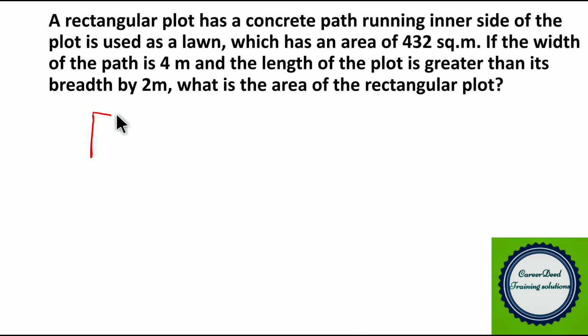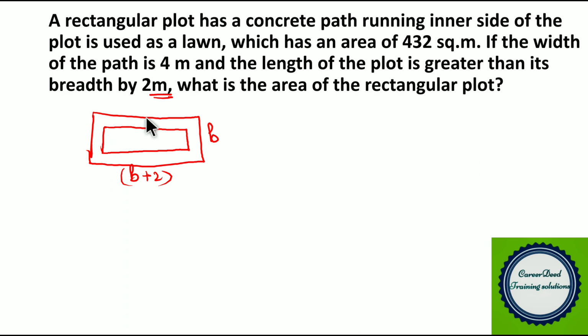So you have a rectangular plot like this, and if you take the breadth as B, the length will be 2 meter higher than the breadth. So you can write the length as B plus 2. And you have the inner plot, and the width of this path is 4 meter. The area of the inner lawn is given as 432 square meter.